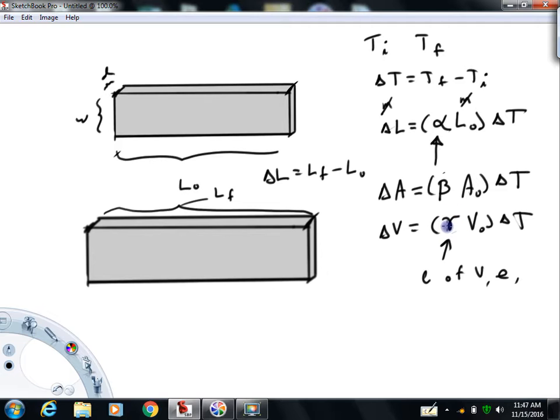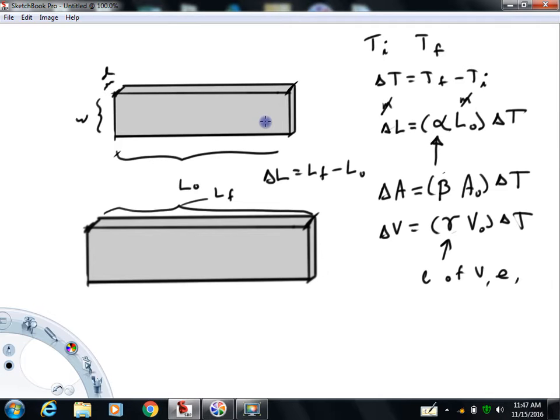So you notice that whatever this material is, it could have three constants associated with it. One for changes in length, which we would apply to the length, the width, and the depth. We could do that all independently. One for changes in surface area, and we can apply that to any face of this or all three faces. One for changes in volume.